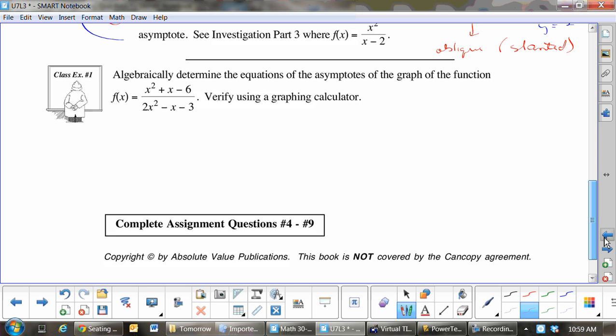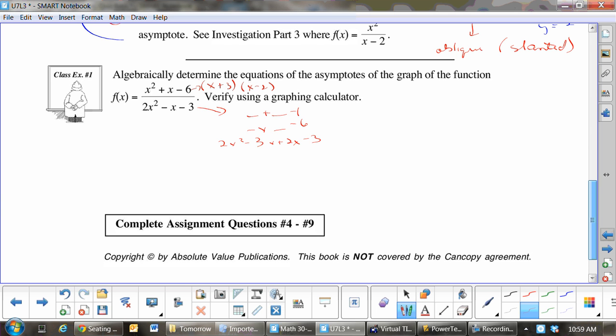Now, we want to factor the top, we want to factor the bottom. The top one's nice because it's two things that add to 1 and multiply to -6, and you get x plus 3, x minus 2. That one's nice. This one, not so nice. We have to look for two things that add to -1 and multiply to -6. Those would be -3 and 2. So then you go 2x squared minus 3x plus 2x minus 3.